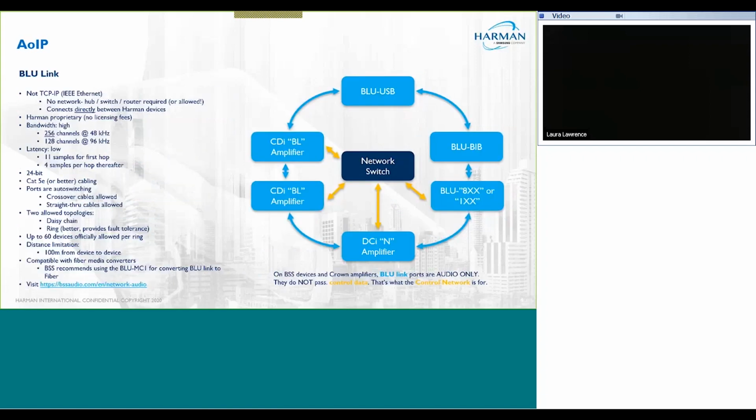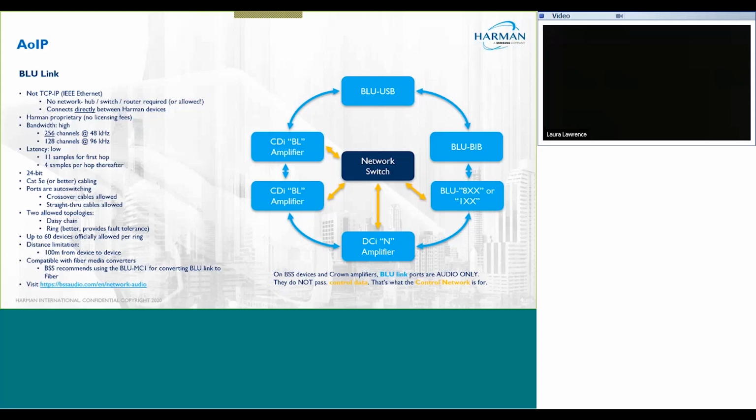Next up, of course, we're going alphabetically, so after A comes B, which is BLU Link. The primary differentiator here with BLU Link is that it is not TCP/IP. It is IEEE Ethernet, but it is not TCP/IP, which means it does not go onto a network. Therefore, there are no switches, no routers, no hubs that are allowed in BLU Link. BLU Link is a direct connection from one Harman device to another.